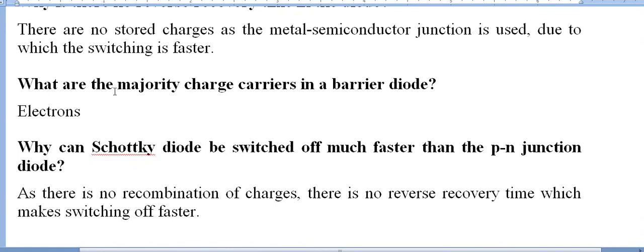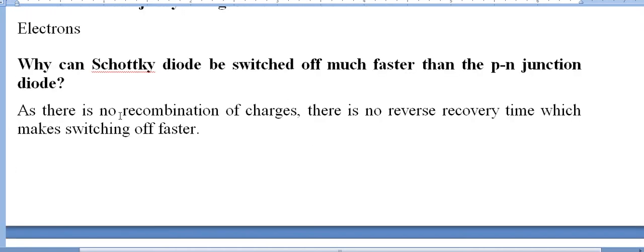Next, what are the majority charge carriers in a barrier diode? No doubt those are electrons. Next, why can Schottky diode be switched off much faster than the p-n junction diode? The answer is again very simple, as there is no recombination of charges, there is no reverse recovery time, which makes switching off faster.